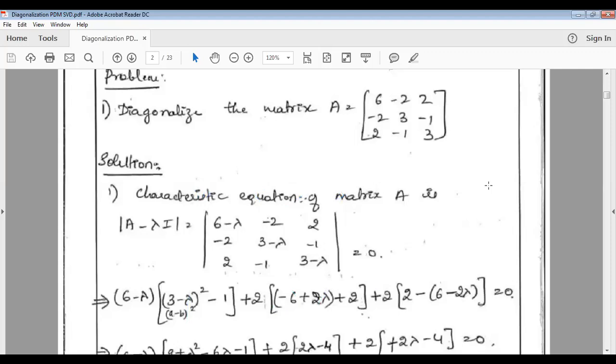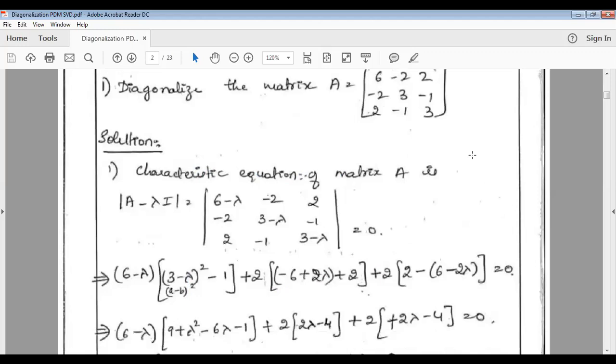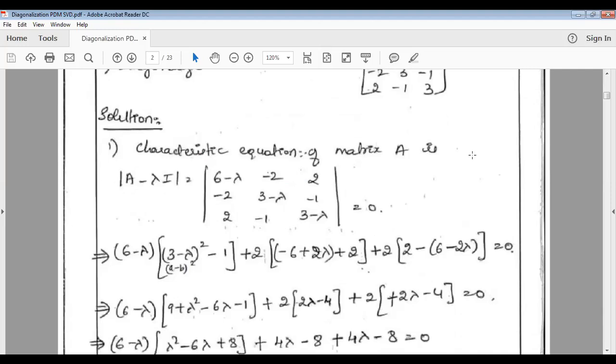Okay. So the question is to diagonalize the matrix, and the matrix A is given: 6, minus 2, 2; minus 2, 3, minus 1; and 2, minus 1, 3. Right. So the first step will be to find the characteristic equation for the matrix A. This is what we did yesterday.